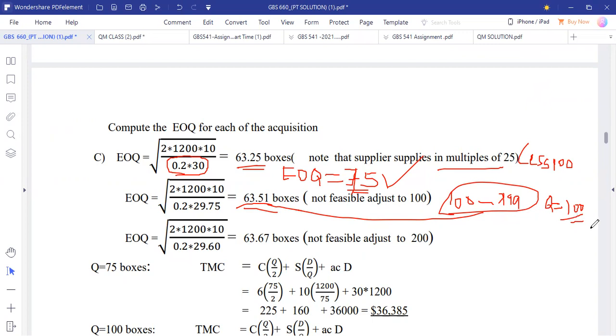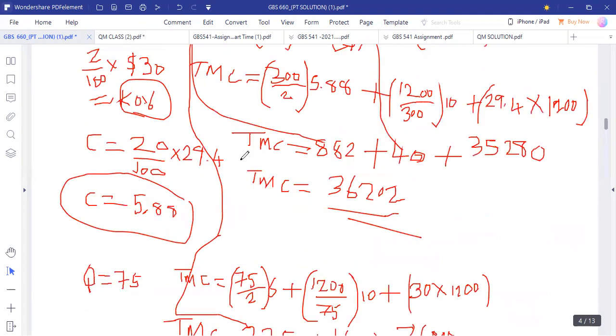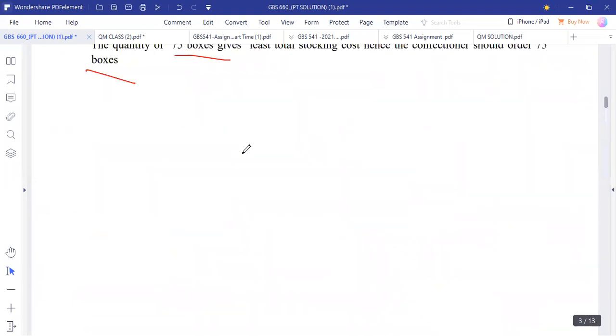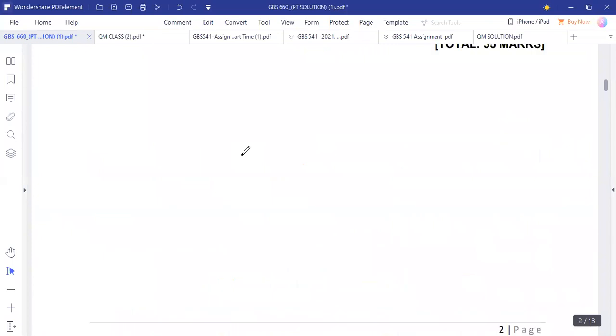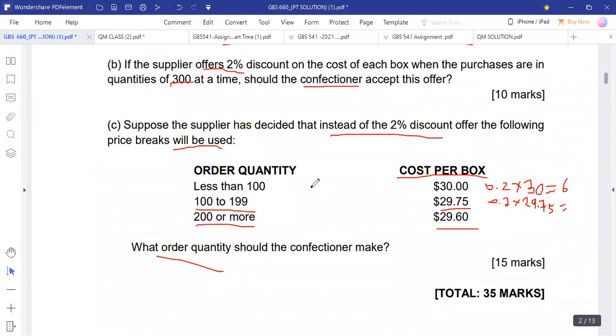So 100 is okay. And this 100, why is it okay? It's because it is also part of the multiples of 25. 25 can go into 100 without leaving any remainder. All right, then we go into the other one. The other one, we should buy 200 or more boxes. So we are trying to weigh the options of taking advantage of the discount. Can we take advantage of the discount?